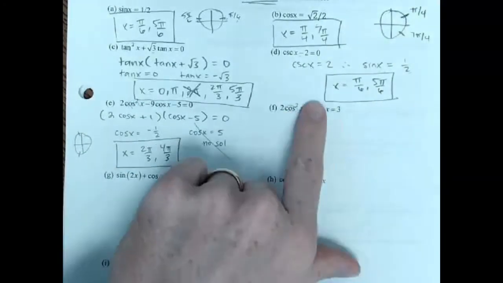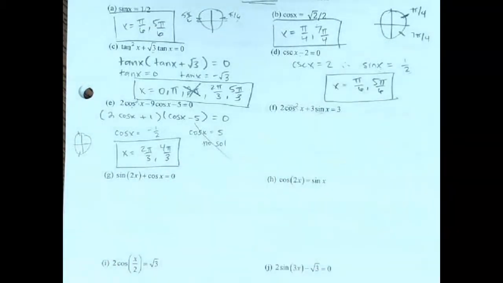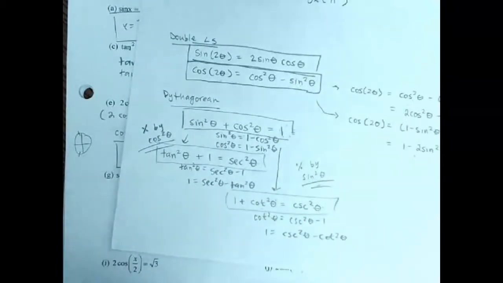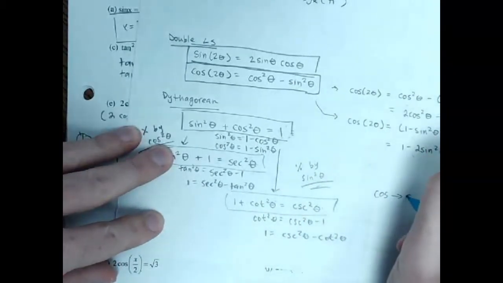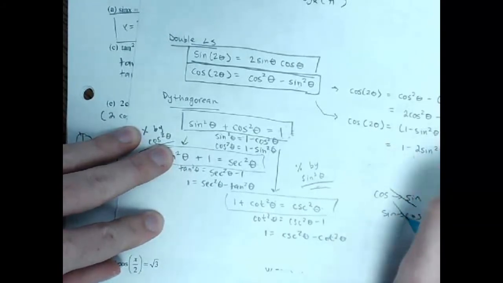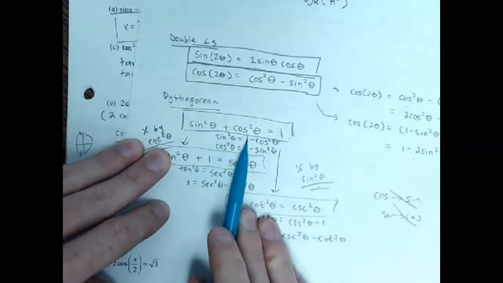You can't change the sine into cosine, right? It's not how it works. But I can deal with the quadratic trig, right? There's no trig identity that's going to let you change a cosine to a sine. It just doesn't work. Or vice versa. Can't change a sine into a cosine. But if I had a sine squared, I could change that into a 1 minus cosine squared.